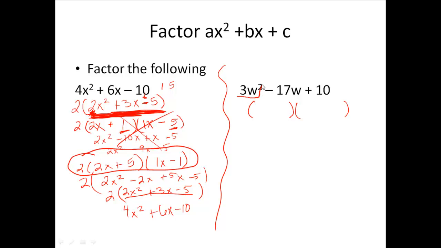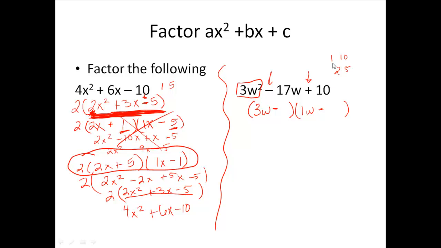And I have to ask myself, what can I multiply together to get 3w squared? Well, that would be a 3w and a 1w. The sign on the back here tells me that they match, and this one tells me they match as minuses. So I'm going to have minus and minus. Now my factors of 10 are 1 and 10, 2 and 5.